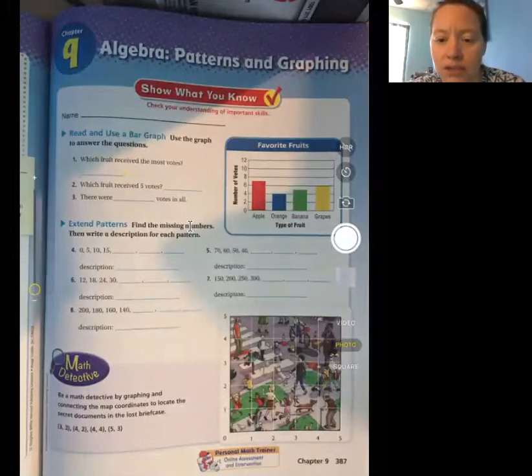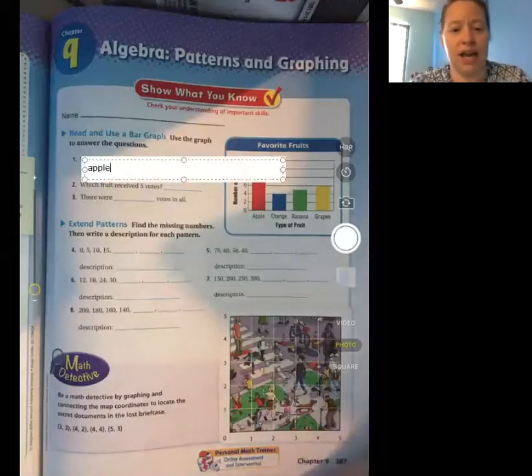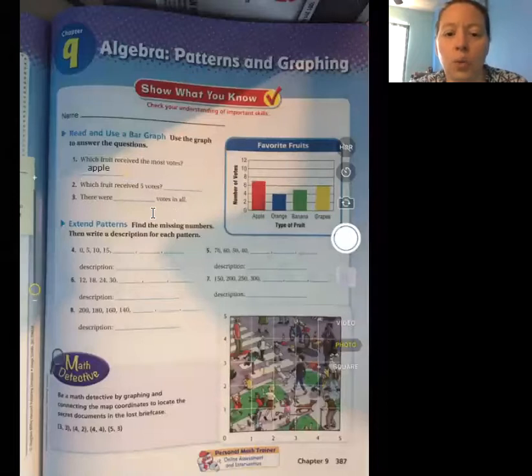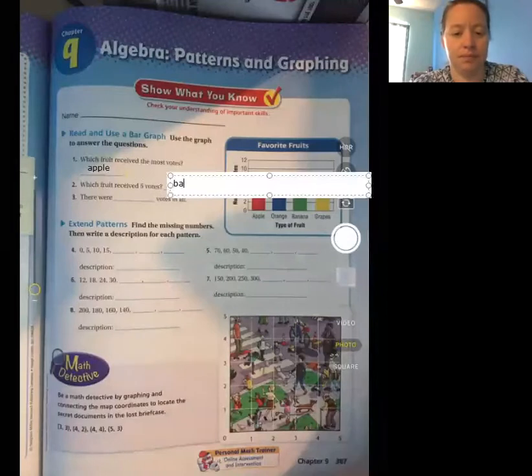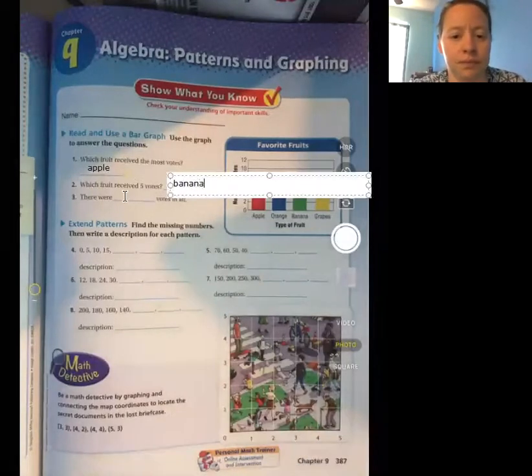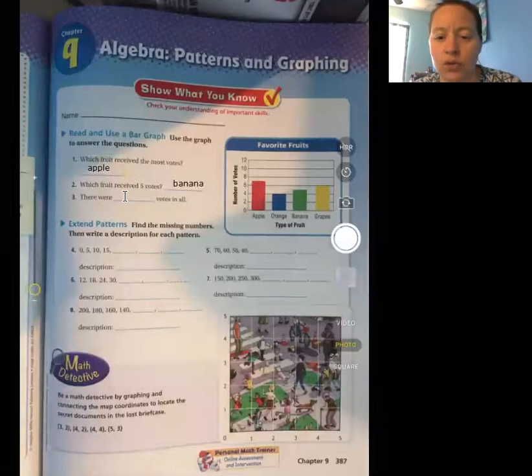Which fruit received the most votes? Well, obviously, the apple did. So on this line, I am writing apple. Which fruit received 5 votes? You see the lines go 0, 2, 4, 6, 8, 10, 12. 5 is between which numbers? 4 and 6. So who got between 4 and 6? The green one, which is the banana. There were blank votes in all.